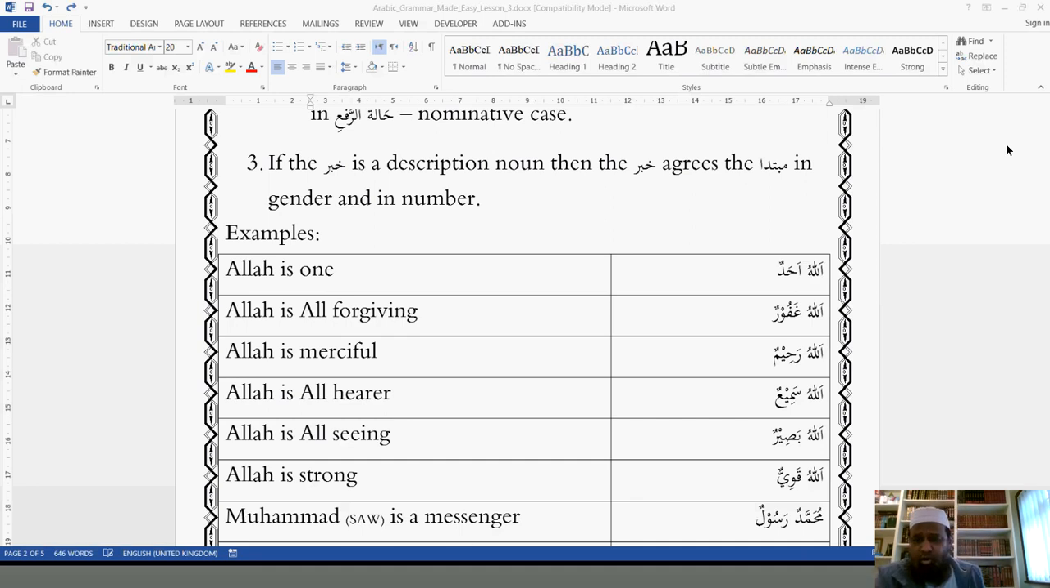Number 2, Allahu Ghafurun. Allah is all forgiving. Now, one mubtada can have many khabars. One mubtada can have 2 khabars, can have 3 khabars.